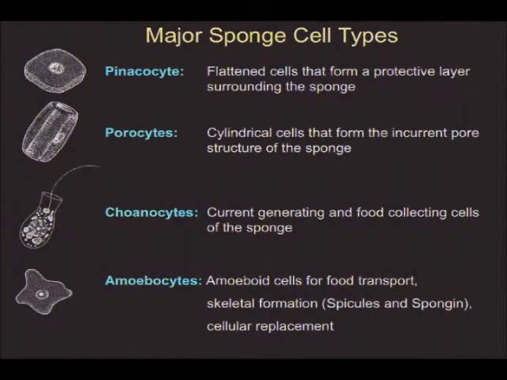Here are the major cell types that you see listed here. You can see one of them is called a choanocyte, which is thought to have come from the choanoflagellate lineage, as this cell has almost been wholesale incorporated into the anatomy of a sponge. There's a lot of morphological similarity.